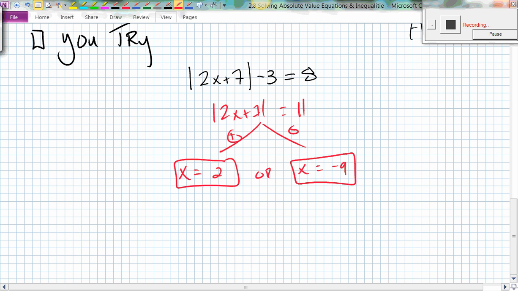Okay, now we have to talk about solving absolute value inequalities.